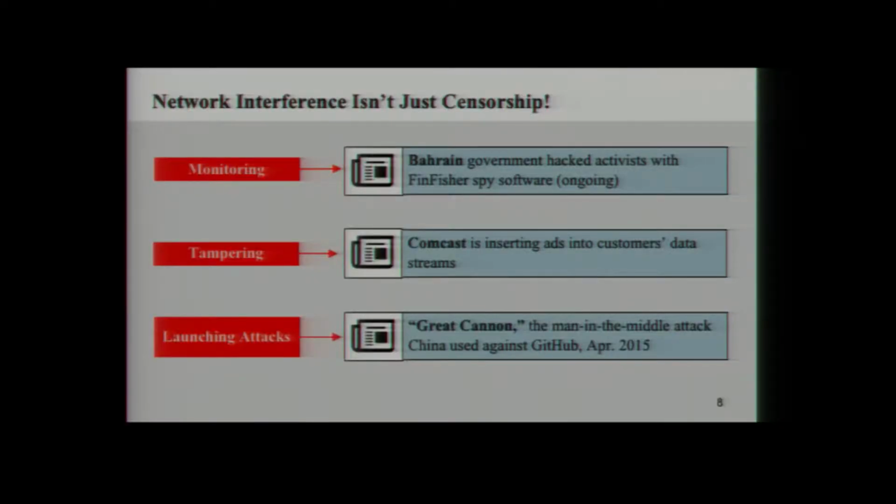Network interference is not only censorship. It can be targeted or mass surveillance. It can also mean tampering, where the information is being modified from source to destination. And even more, it can be used to launch attacks. Great Cannon is an example of a study we did that I will briefly talk about.